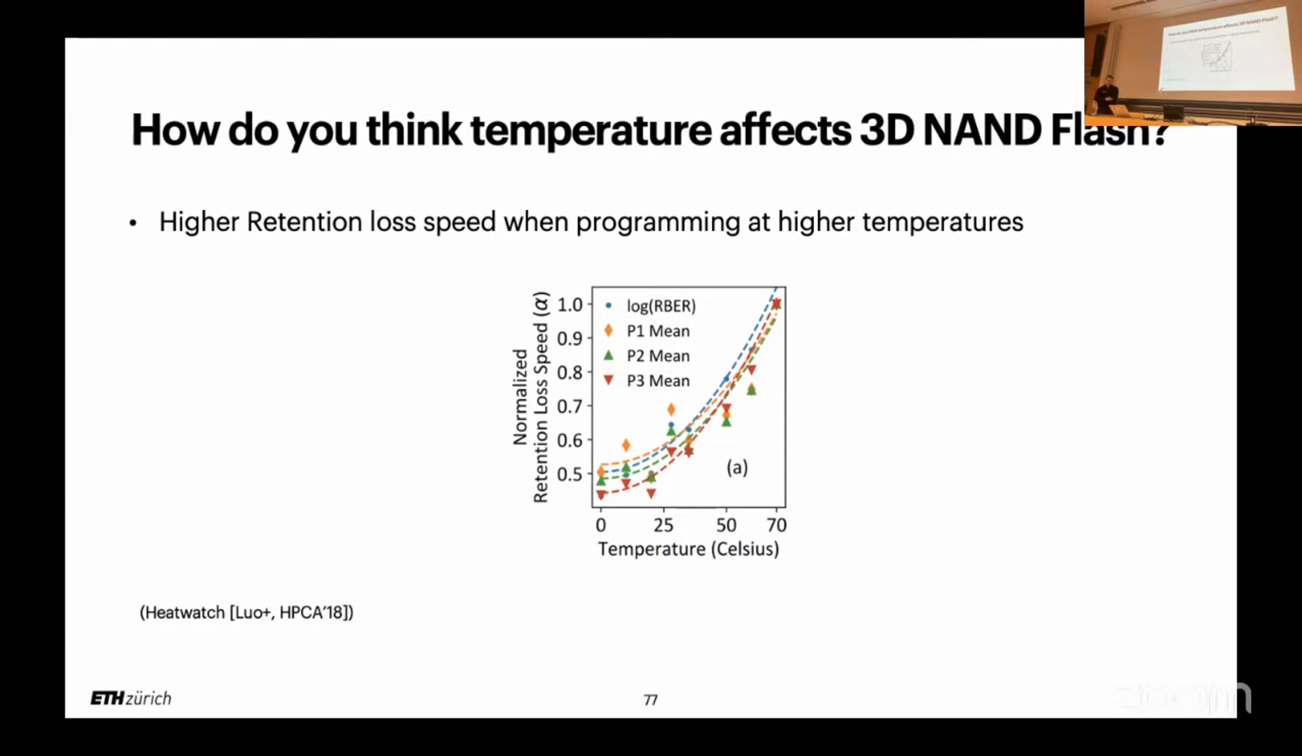Can you think of maybe another effect of temperature? Perhaps less obvious, but nevertheless. Well, higher temperatures increase resistance, so that might affect the voltages that you read out. Yeah, could be.